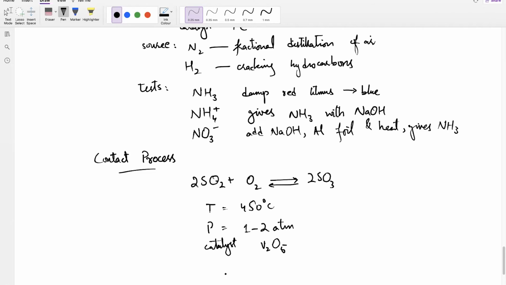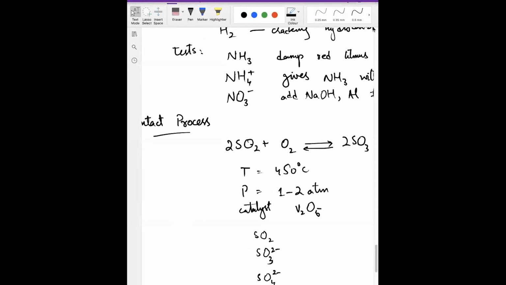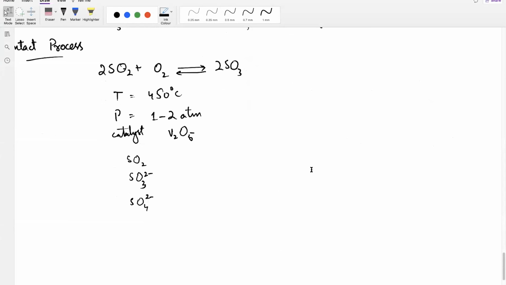Now, for this one, what's important is that you must know the test for sulfur dioxide, sulfite, and sulfate. Sulfur dioxide is basically a reducing agent since it makes sulfur trioxide. So sulfur dioxide reacts with KMnO4, which is an oxidizing agent, and makes sulfur trioxide. It goes from purple to colorless.